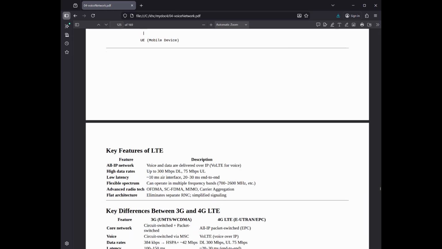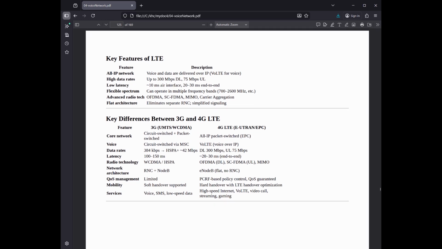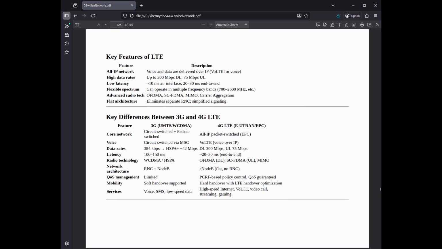Key features of LTE. All-IP network: voice and data are delivered over IP, with VoLTE for voice. High data rates: up to 300 Mbps downlink, 75 Mbps uplink. Low latency: 10 ms air interface, 20 to 30 milliseconds end-to-end. Flexible spectrum: can operate in multiple frequency bands, 700 to 2600 MHz, etc.